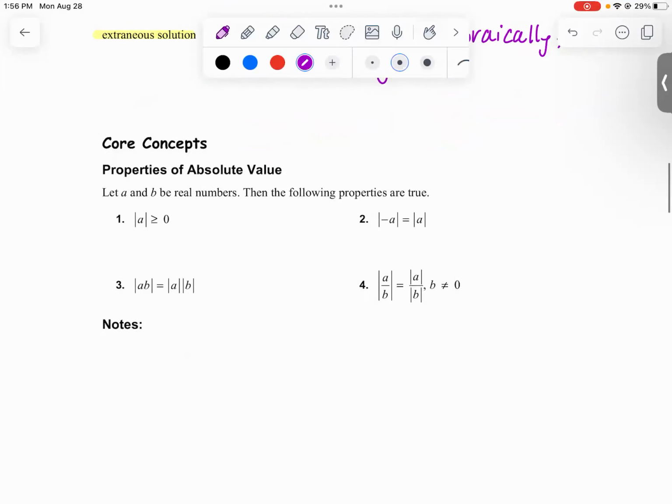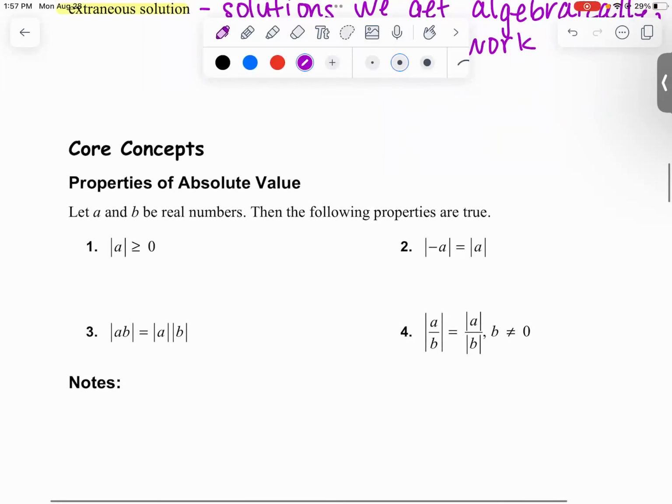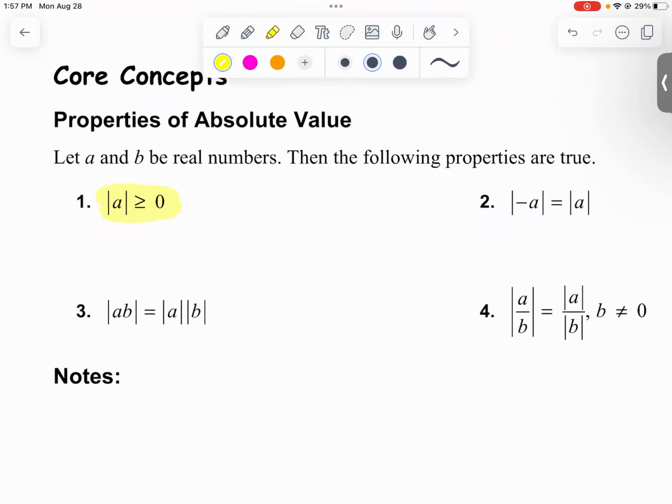Okay, now let's talk about a couple things. We know that the absolute value is always going to produce a non-negative value. Okay, we can have 0 inside of our absolute value. That's perfectly fine. Okay, but the absolute value of A is always going to be a non-negative number. Because this absolute value, remember, turns everything positive.